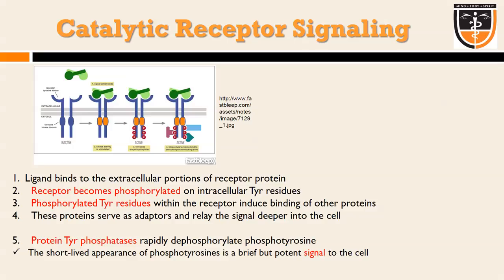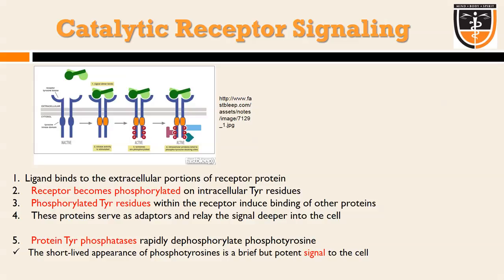Ligand will bind to extracellular portions of the receptor protein. Remember that the receptor protein is going to become phosphorylated on tyrosine residues. These phosphorylated tyrosine residues will now induce binding of other proteins, and these proteins, if you remember, will serve as adapters. They will bind to phosphorylated tyrosine and to another signaling molecule, the adapter protein, and they will relay the signal deeper into the cell.